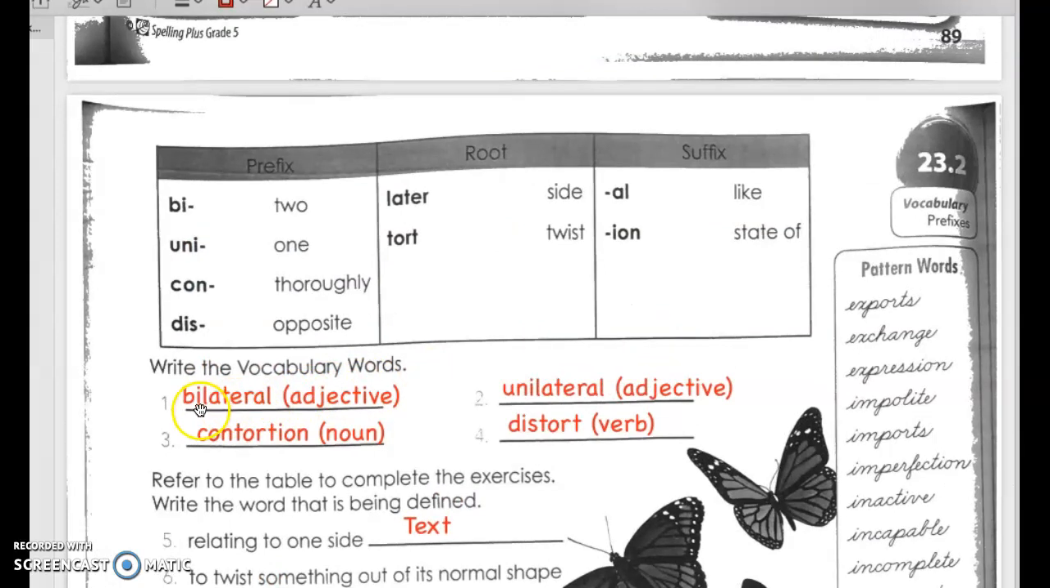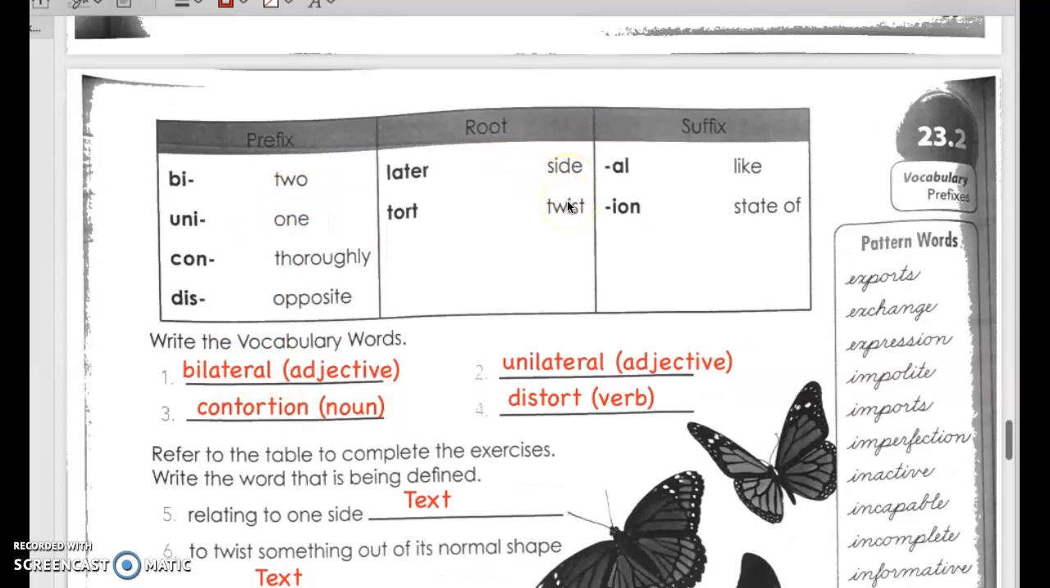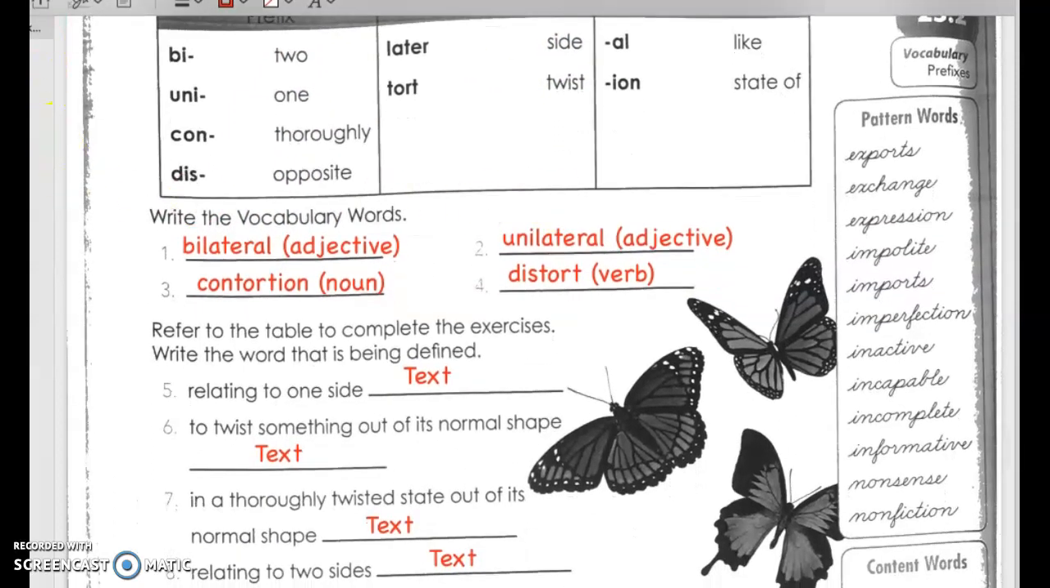Bilateral, let's dissect this word. So the prefix is bi, meaning two. Lateral is side. And the definition, boys and girls, for bilateral is, you guessed it, two sides, related to two sides, okay? Then what about unilateral?